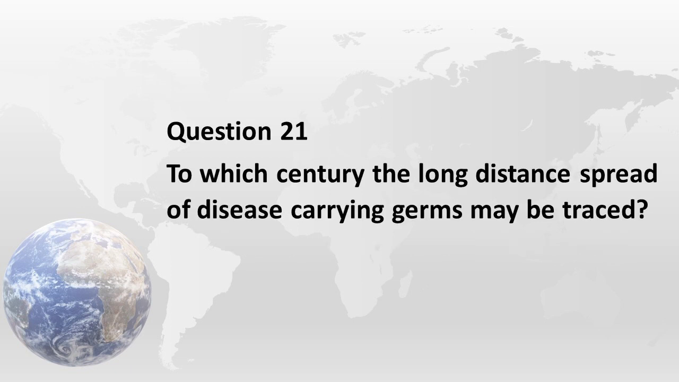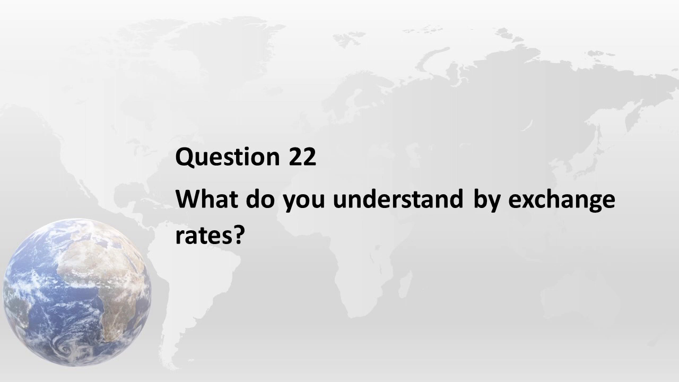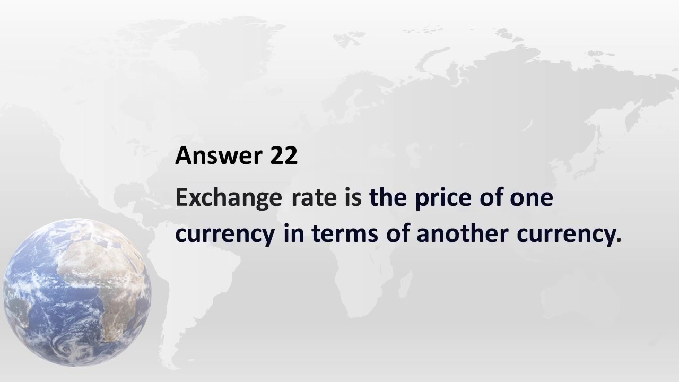Question number 21 is, to which century may the long-distance spread of disease-carrying germs be traced? Answer to question number 21 is 7th century. Question number 22 is what do you understand by exchange rates? Answer to question number 22 is exchange rate is the price of one currency in terms of another currency.